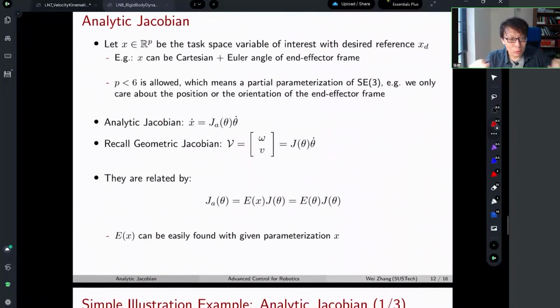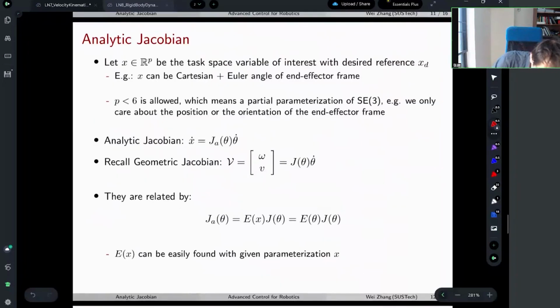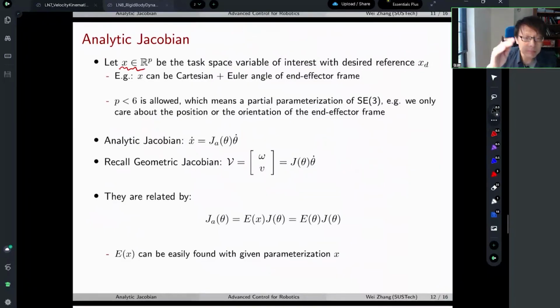This is more algebraic, more numerical stuff, because you lose all the geometric insights, because you need to find a local coordinate. For example, as in the initial example I told you, x can be x, y, z, roll, pitch, yaw, or it can contain part of them. Or it only contains a certain point, or the origin of the end-effector frame, or you use different ways to parameterize the end-effector frame. So x can be any task variables. For example, this can be Cartesian plus Euler angles, as I mentioned before.